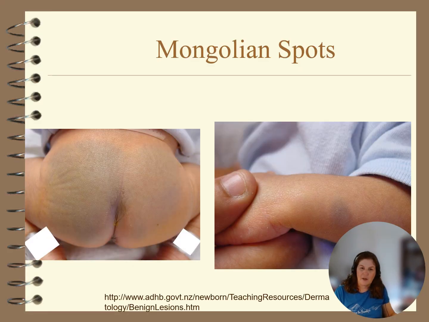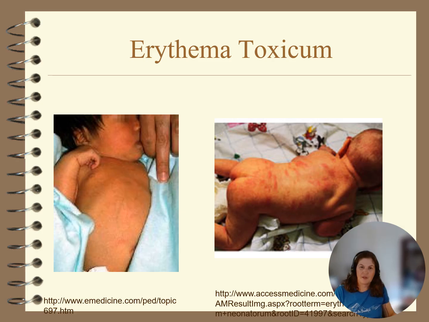Mongolian spots you see all around this individual's bottom and on their side. It can look like a bruise. It is not. Make sure you document the size and location. It can be mistaken for child abuse, so be aware. Here's the erythema toxicum and what that looks like.